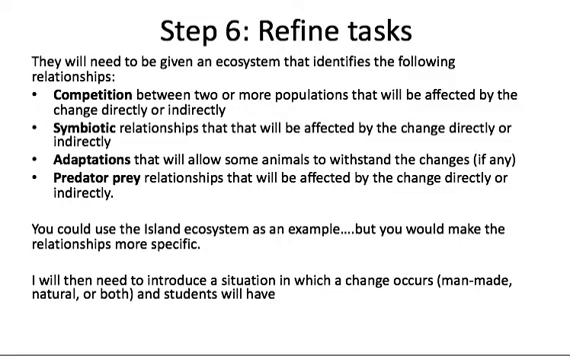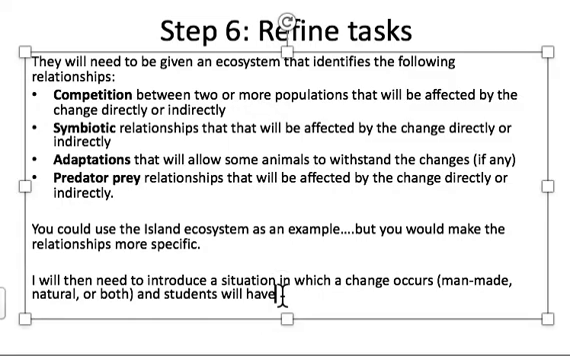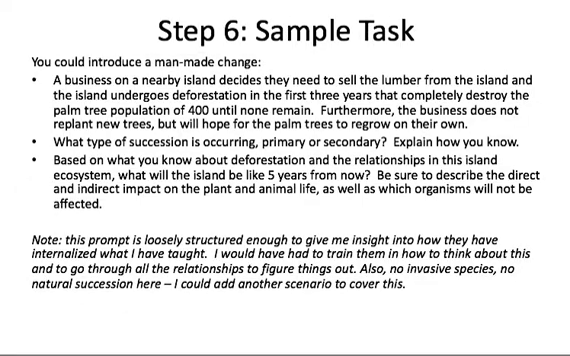And then I would introduce a situation in which a change occurs, either man-made or natural, or both. And the students will have to tell me what happens. A sample task might be something like this. A business on a nearby island decides that they need to sell the lumber from the island, and the island undergoes deforestation in the first 3 years that completely destroys the palm tree population of 400 until none remain. Furthermore, the business does not replant new trees, but will hope for the palm trees to regrow on their own.